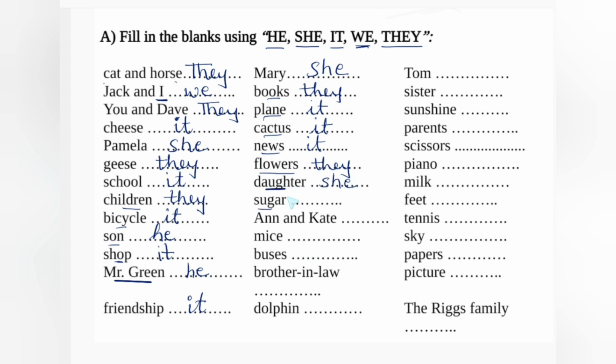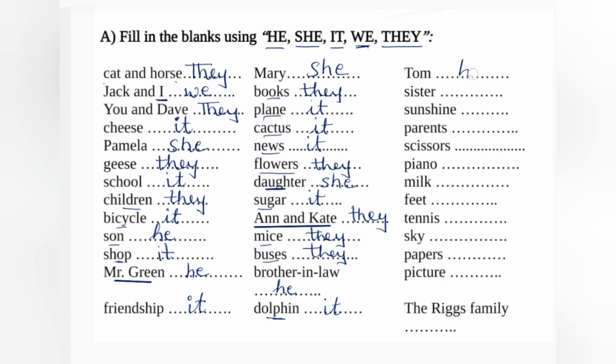Sugar, uncountable noun, all uncountable nouns are singular, it. Anne and Kate, two persons, that's why they. Mice, mouse singular, mice plural, that's why they. Buses, S is there, more than one bus, plural, they. Brother-in-law, brother-in-law is male singular, that's why he. Dolphin, name of an animal, it, singular.